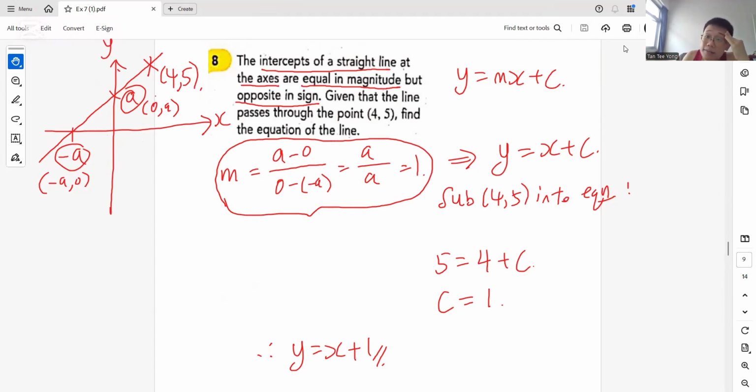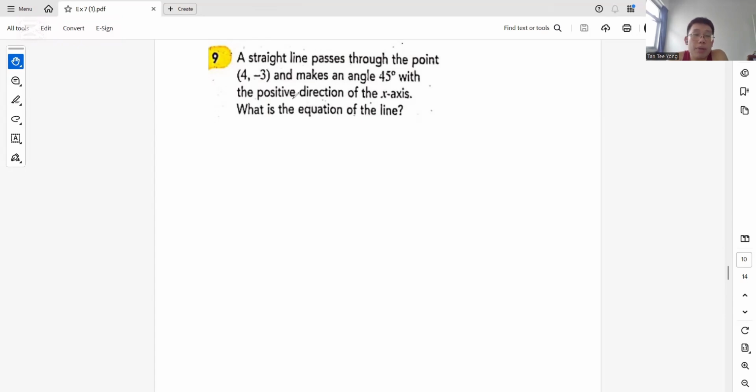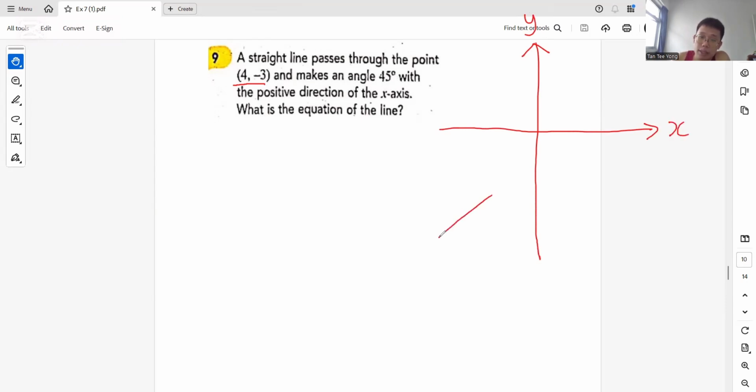Okay, let's go through question 9. A straight line passes through the point 4 comma negative 3 and makes an angle of 45 degrees with the positive direction of the x-axis. So what is the equation of the line? Basically, it will look like this. y and then x. So probably something like that. They are saying that this is 45 degrees. And then the point 4 comma negative 3 will be somewhere around here. Maybe here. Yeah, 4 comma negative 3.